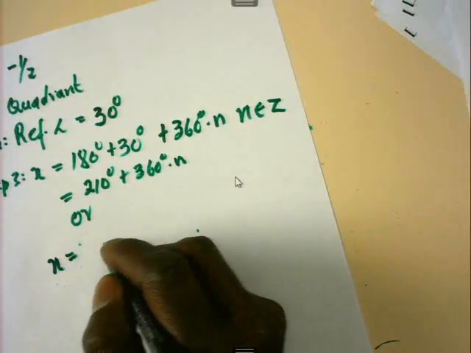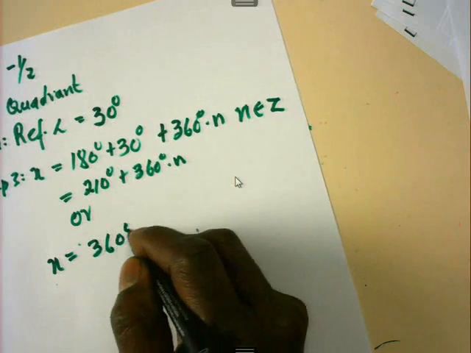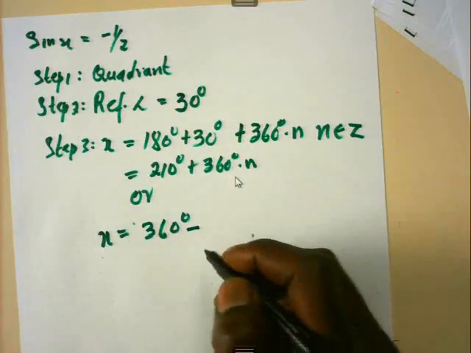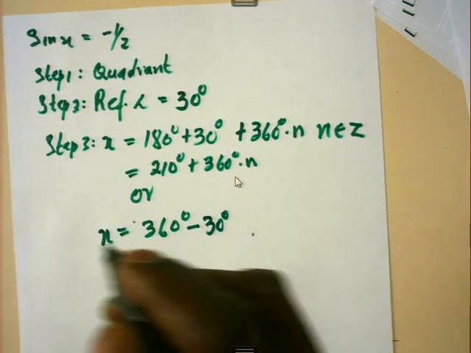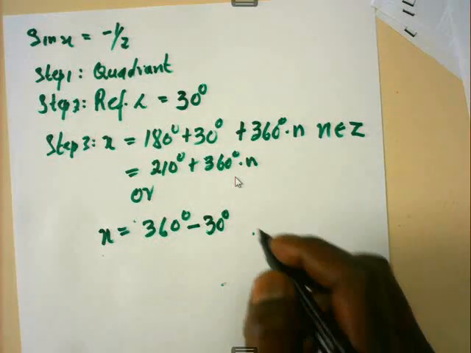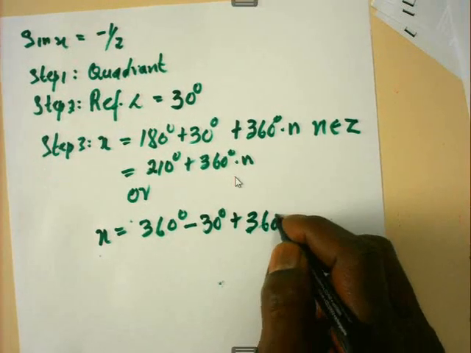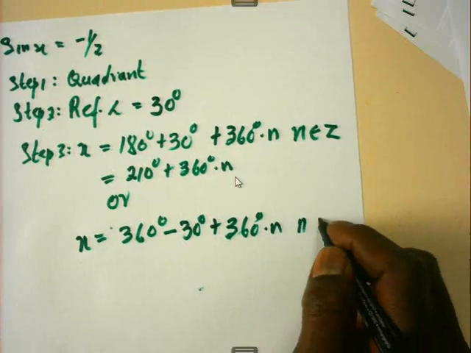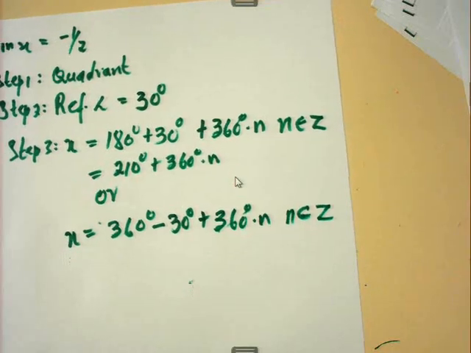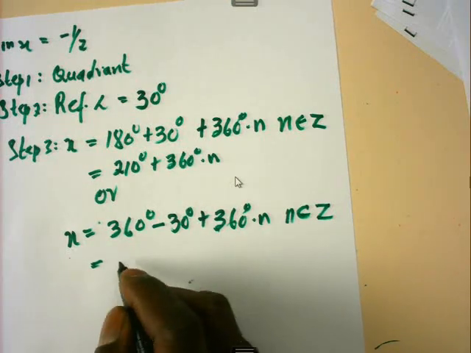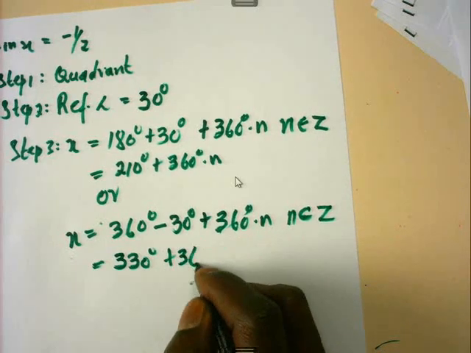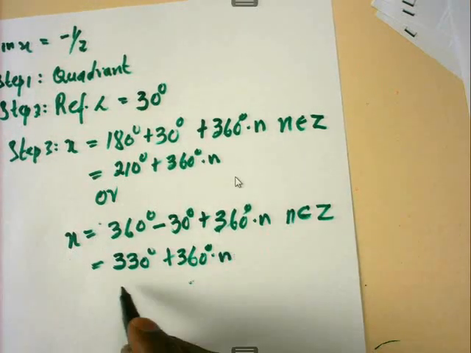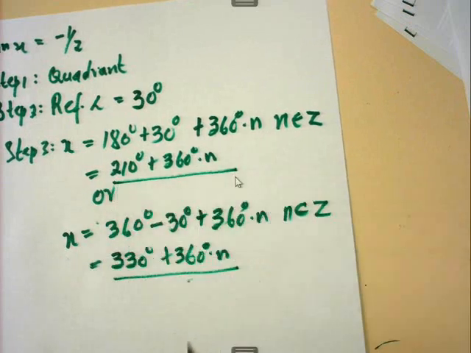Or x will be equal to 360 degrees minus that reference angle, which is 30 degrees. Of course, we can rotate for any number of revolutions, and that will be plus 360 degrees times n, n being an element of integers. So 360 degrees minus 30 will be 330 plus 360 degrees times n. So these will be our two general solutions for that problem.